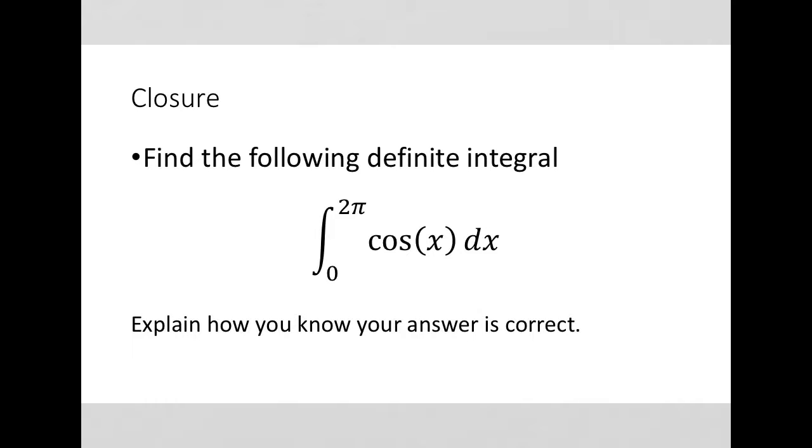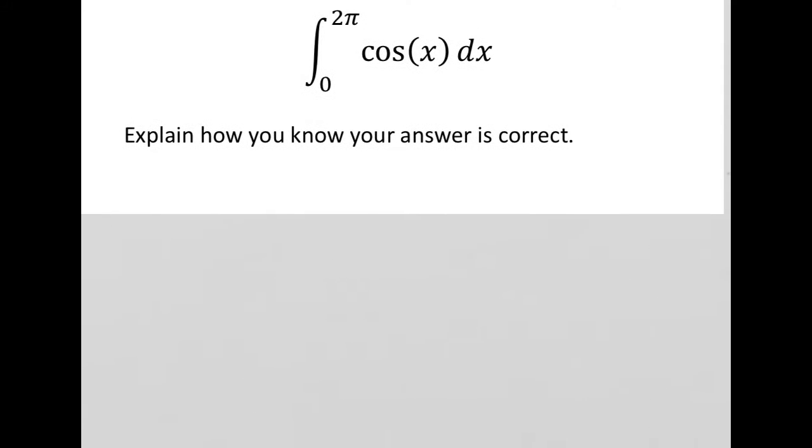So then, last idea, let's find this one last definite integral, the integral from 0 to 2 pi of the function cosine of x. Well, let's think of the graph of cosine of x. Let's think about what that looks like.